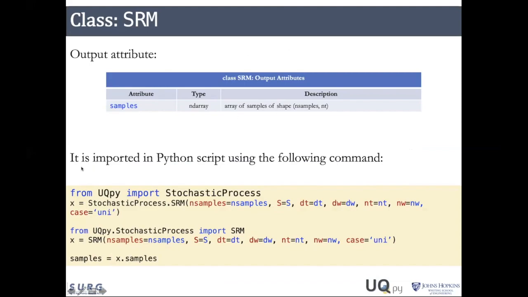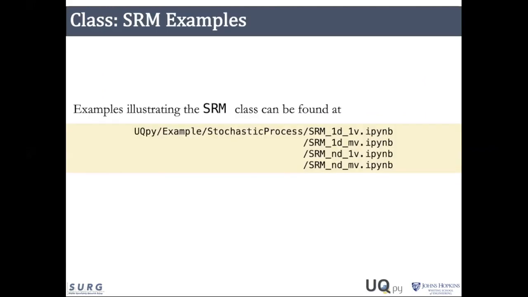As we have seen throughout, a class from a module can be imported in one of 2 ways. The first way is from UQpy import stochastic processes, and then subsequently x is equal to stochastic process.SRM, or directly import the class itself with from UQpy.stochasticProcess import SRM, and then use it. The last line here, samples is equal to x.samples, is just to extract the output attribute from the class.